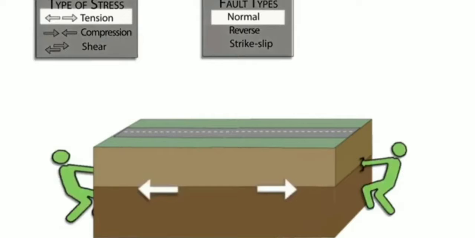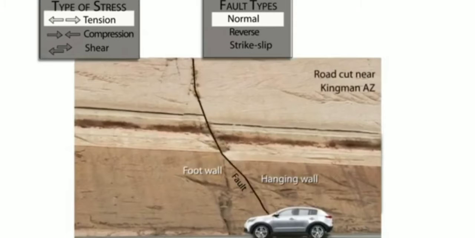Tensional stress is applied. The rock extends initially, forming fractures, usually at an angle of less than 70 degrees to the surface. When the hanging wall drops relative to the foot wall, it is called a normal fault.